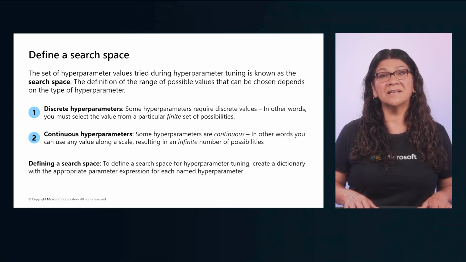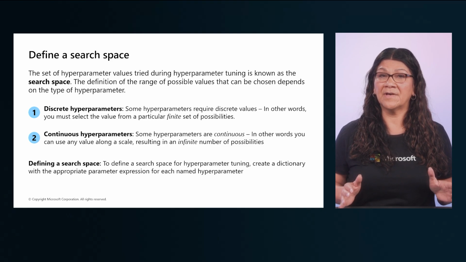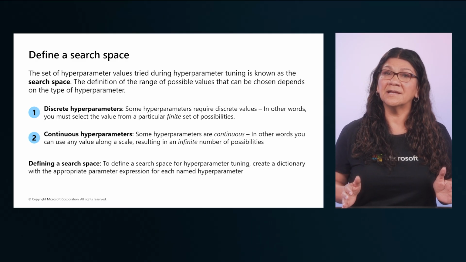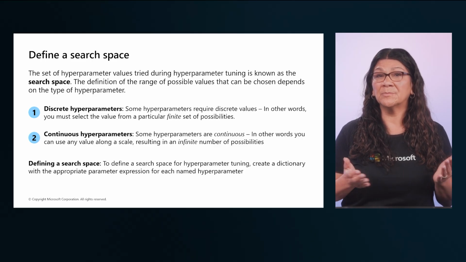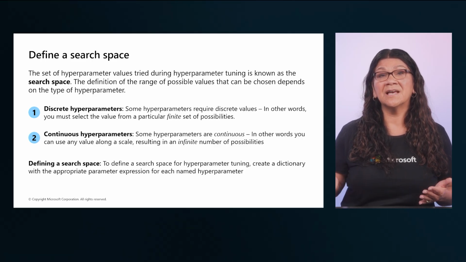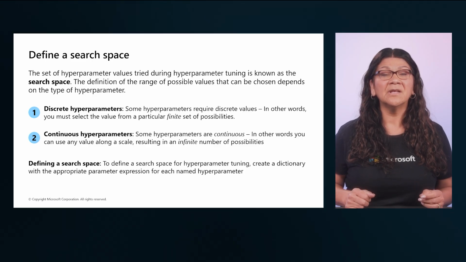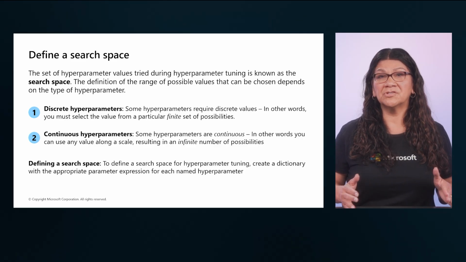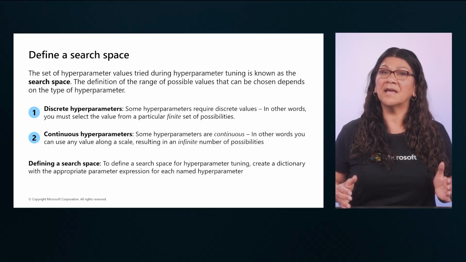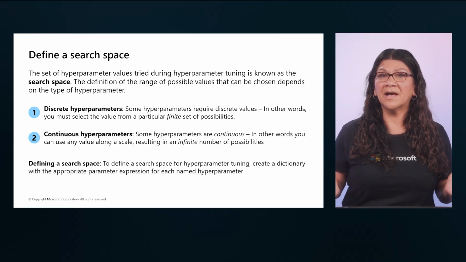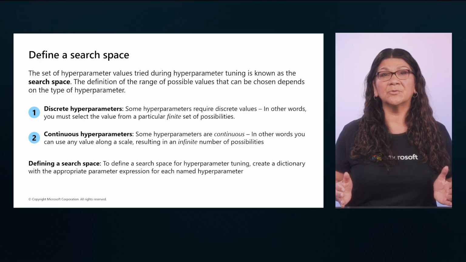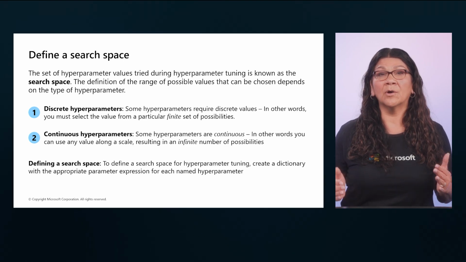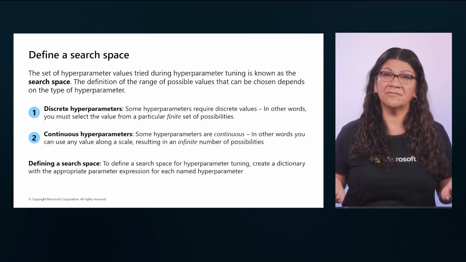A search space is the set of hyperparameter values your sweep job is allowed to try, and defining it well is what turns tuning from guesswork into a disciplined, high-signal experiment. Listed here are two hyperparameter types: discrete, which is a finite set of values, and continuous, which is any value along a range.